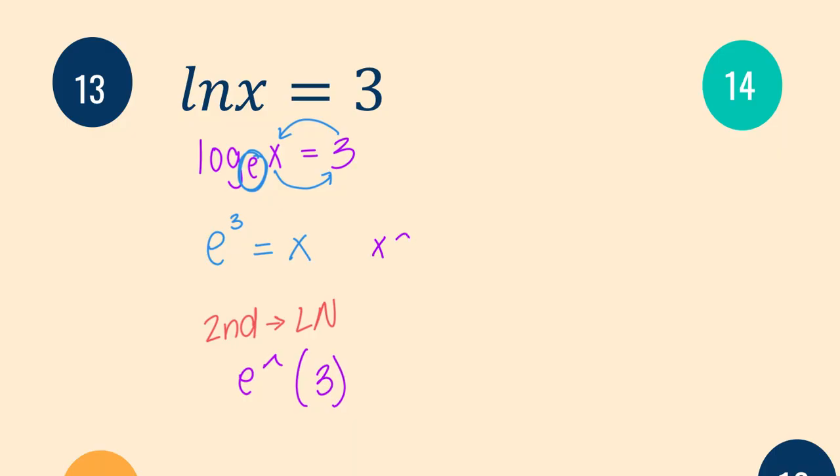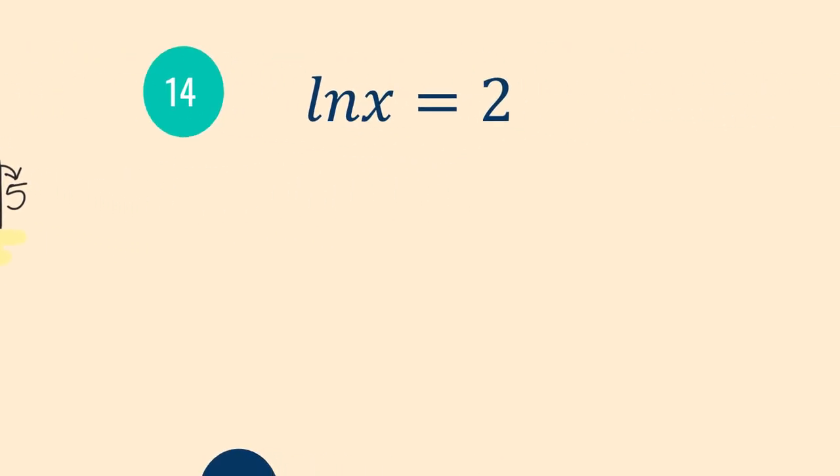It would be approximately 20.086. If we forgot how to round, let me go over it really quick because you guys have to know how to round. So if you plug it in, you're going to get 20.0855. Thousandths is 3 digits. You're going to look at the one next to it. If it's 5 or more, you're going to round up. So in this case, your answer is going to be 20.086.